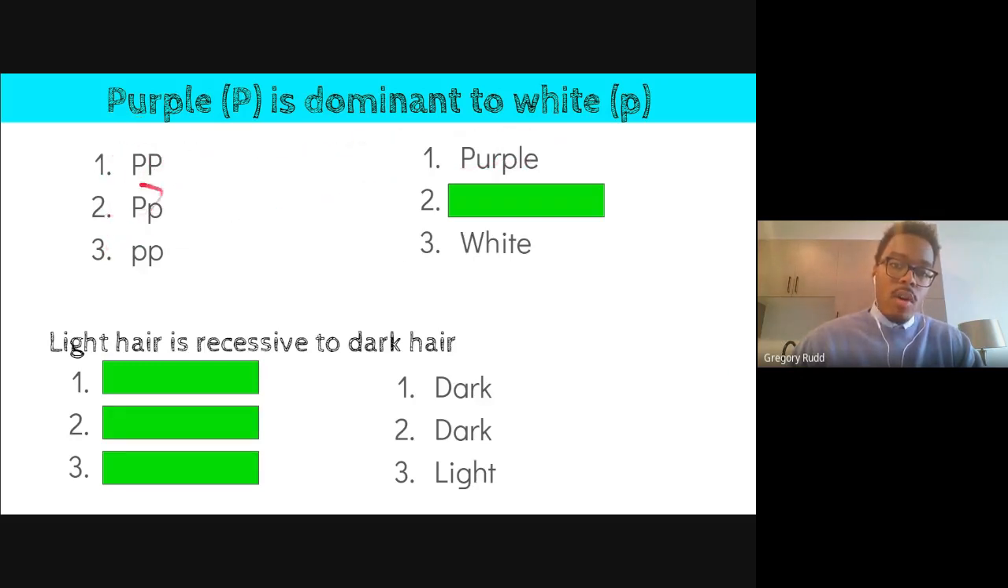But what if I have one of each? What do you all think would happen if I have one dominant allele and one recessive allele? What's my trait going to be? Should it be dominant, which is purple? Or should it be recessive, which is white?